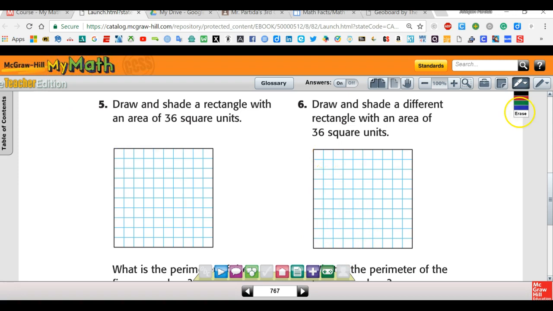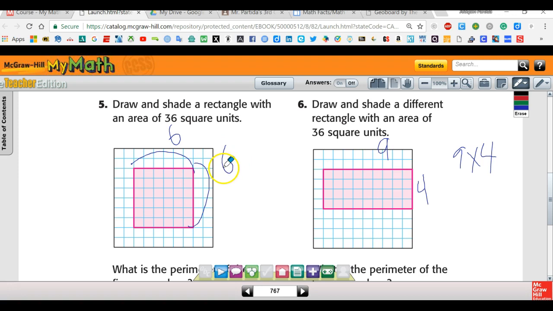And it looks something like this. So this one would be 4 and 9. So that would be 9 times 4. And this one would be 6 and 6. 6 here, and 6 is the width. 6 times 6 would be 36. I could do 12 times 3, but the grid is not long enough. It only goes up to 10. All right.